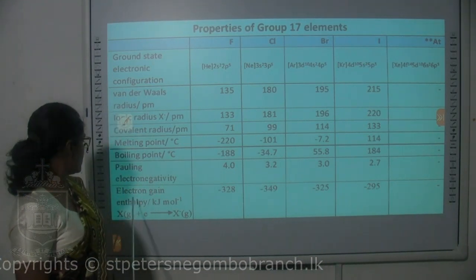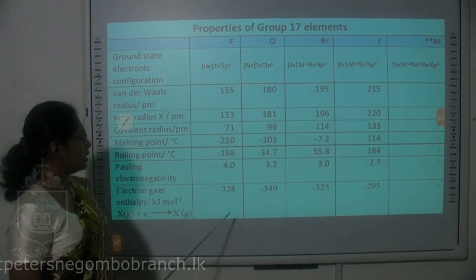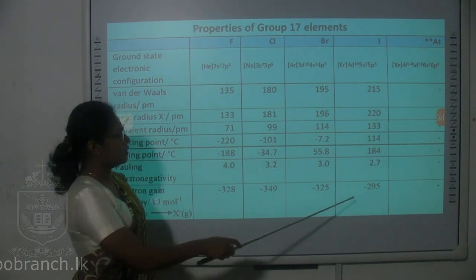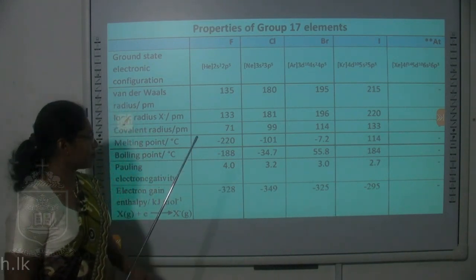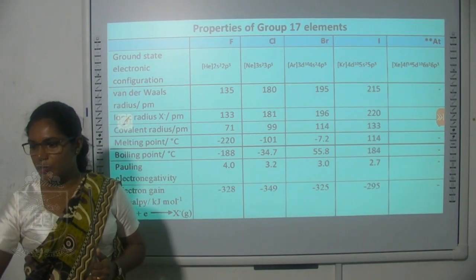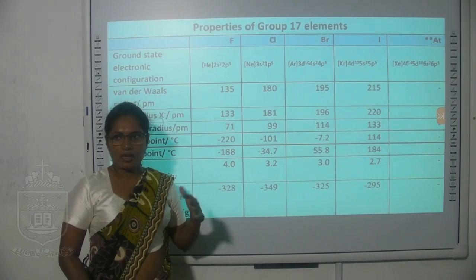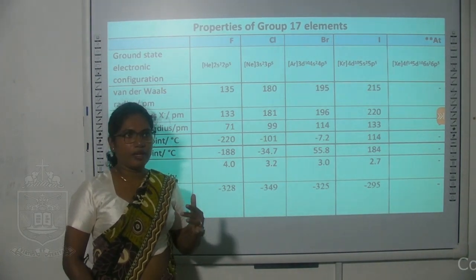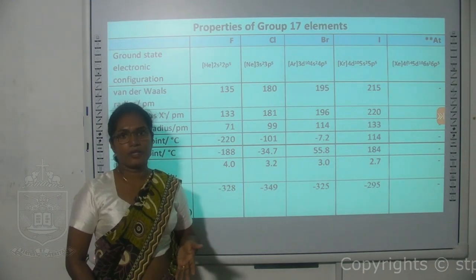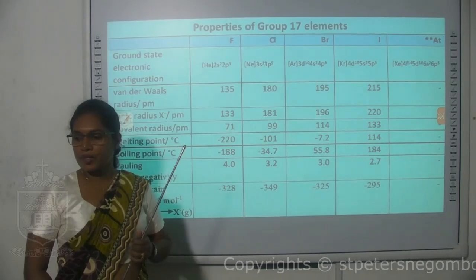Then if we consider the electron gain enthalpy, we can see here electron gain enthalpy increases. So you can compare these properties and you can find the pattern of all these properties. So it is easy to remember when you find a pattern.